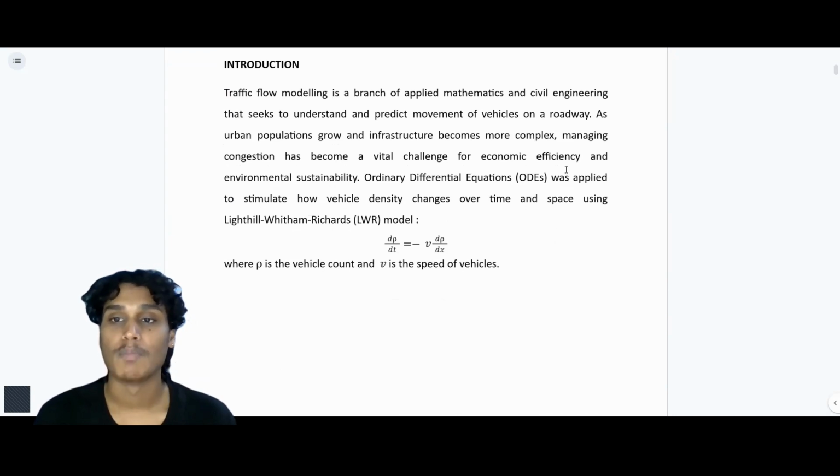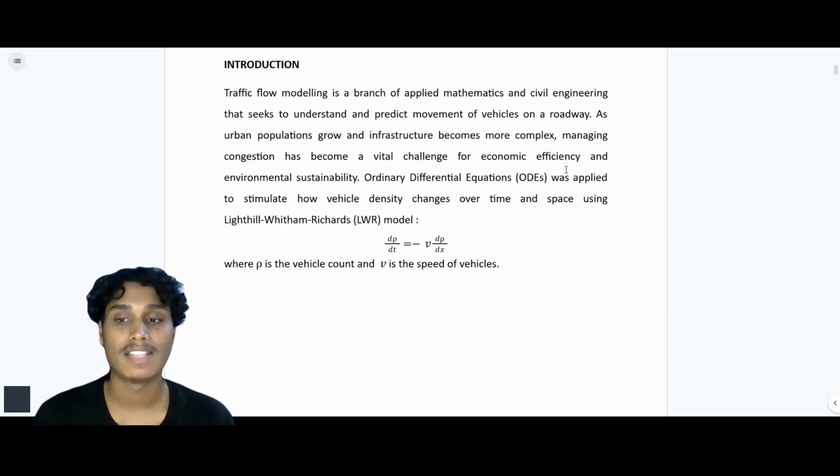So, let's begin with our problem, which is traffic flow modeling, where we need to find the ODE for traffic density, specifically using the Lighthill-Witham-Richards (LWR) model. Basically, traffic flow modeling is a branch of applied mathematics and civil engineering that seeks to understand and predict movement of vehicles on a roadway. As urban populations grow and infrastructure becomes more complex, managing congestion has become a vital challenge for economic efficiency and environmental sustainability. ODEs were applied to simulate how vehicle density changes over time and space using the LWR model.